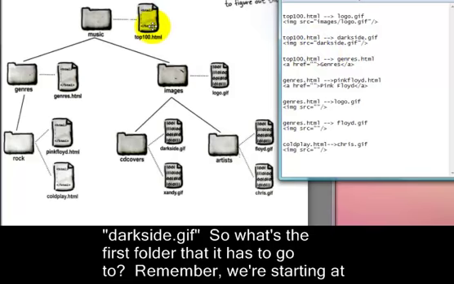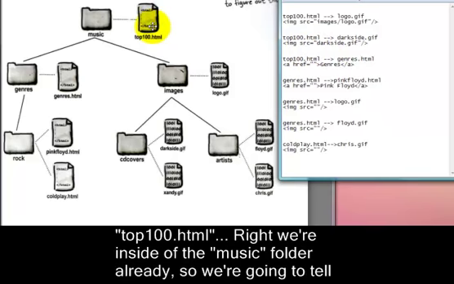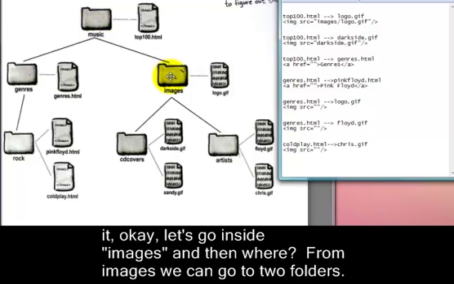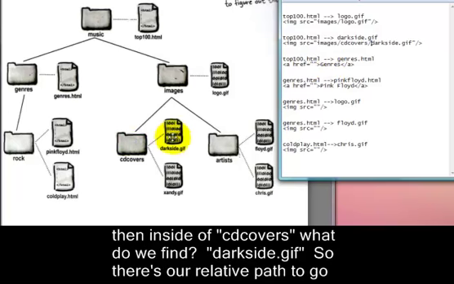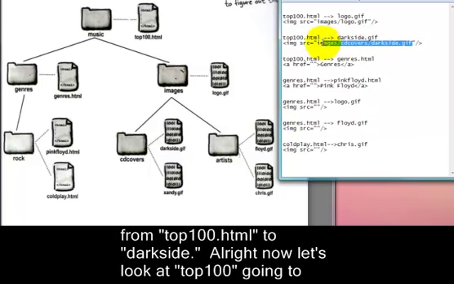So what's the first folder that it needs to go to? Remember, we're starting at top100.html. Right, we're inside of the music folder already, so we're going to tell it, okay, let's go inside images. And then where? From images, we've got two folders. We can go to CD covers or we can go to artists. So we're going to go to CD covers. Alright, then inside of CD covers, what do we find? Darkside.gif.